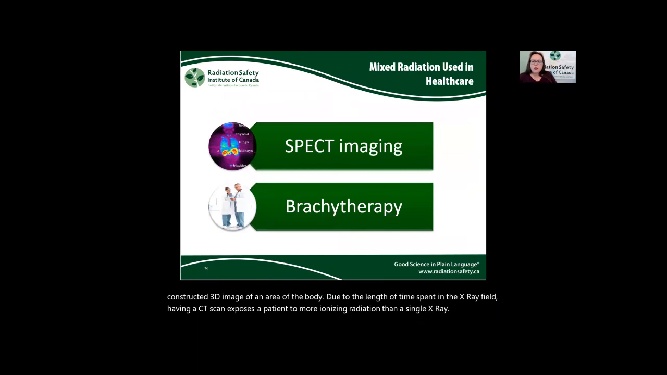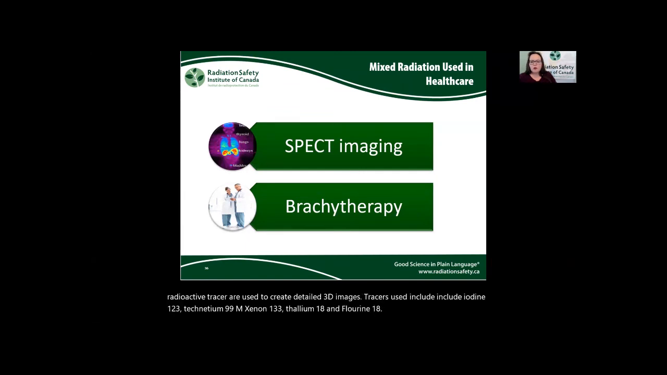There are some medical procedures which use more than one type of radiation. Two examples are SPECT imaging and brachytherapy. As stated before, it is common for sources to produce more than one type of radiation. If one form is not useful, it is shielded for if possible. In SPECT imaging, a combination of an X-ray in the form of a CT scan and a gamma-emitting radioactive tracer are used to create detailed 3D images. Tracers used include iodine-123, technetium-99m, xenon-133, thallium-18, and fluorine-18.